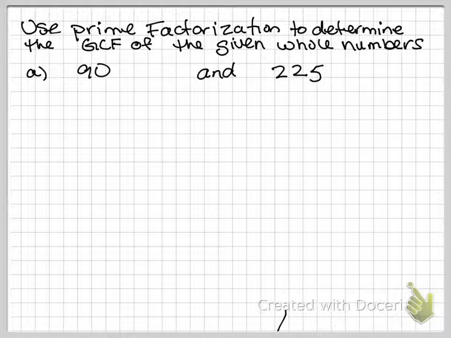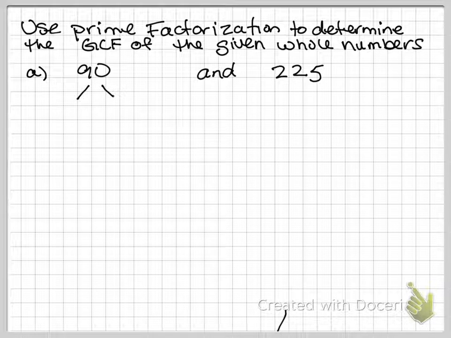All right, so let's use this information to give it a try here. So now I'm looking at the numbers 90 and 225. And if I want to find the greatest common factor between the two, I can use this method of prime factorization. So to start with, let's find the prime factors of each of these numbers. So we'll do a factor tree this time.